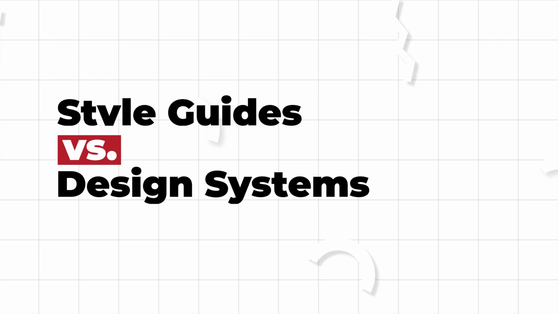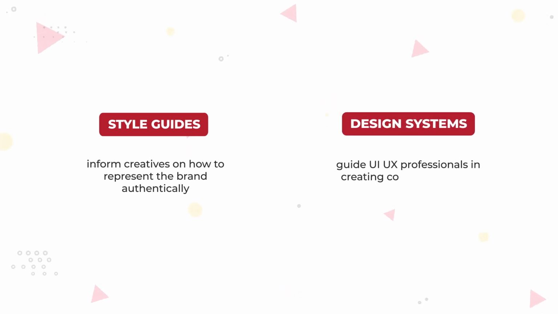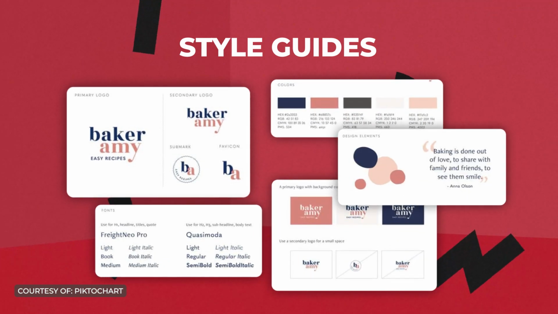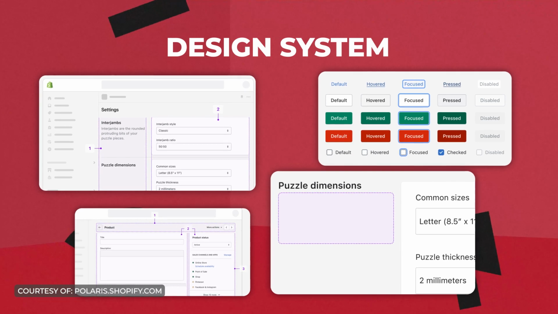Style guides versus design systems. Style guides inform creatives on how to represent the brand authentically, and design systems guide UI UX professionals in creating consistent digital experiences. Style guides have logos, fonts, color palettes, and templates. Design systems have reusable components, grid systems, and usability guidelines. Both style guides and design systems ensure brand consistency. It's just different context.